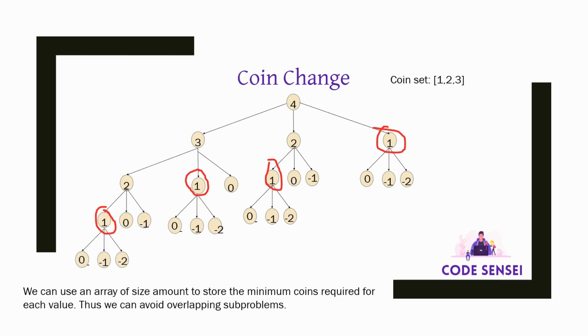So consider the amount of 4 and coin set 1, 2 and 3. When you draw the recursive tree diagram, you can see that there are overlapping function calls. That is, the function call is repeated for the same value again and again, which is nothing but a waste of computer's time because we are recomputing the same thing again and again.